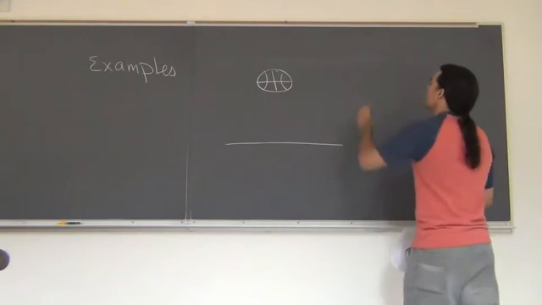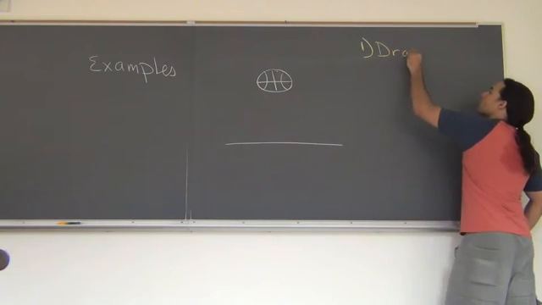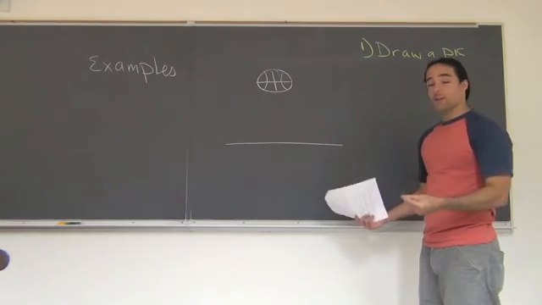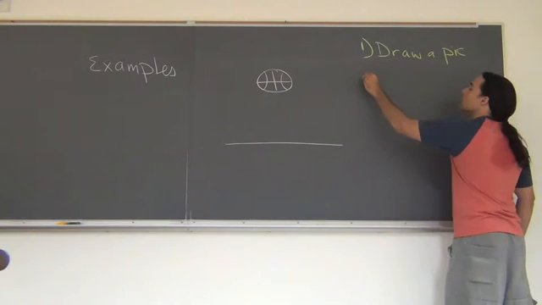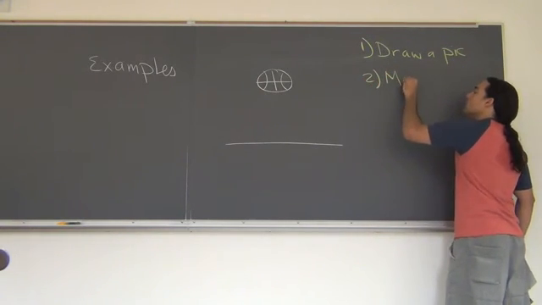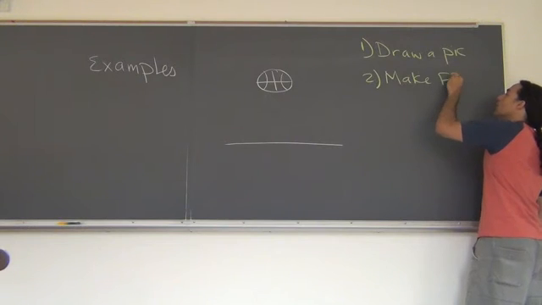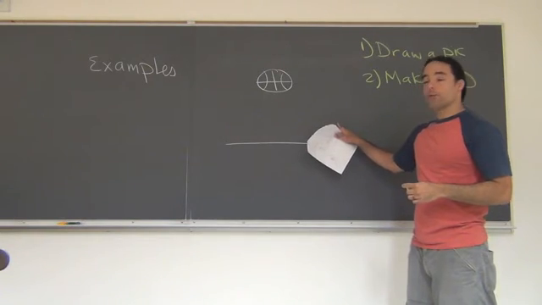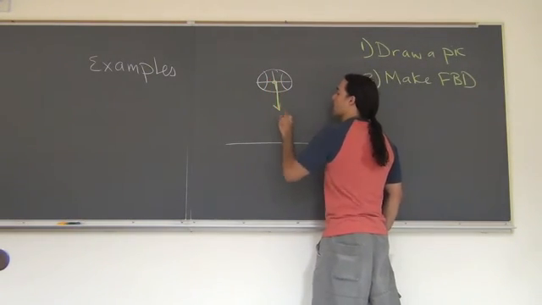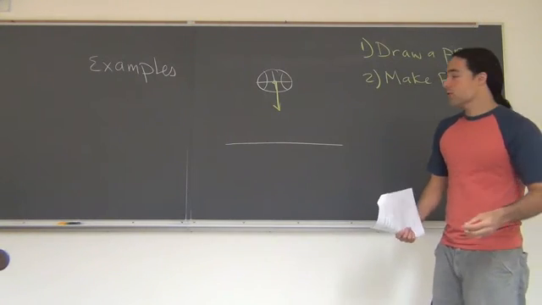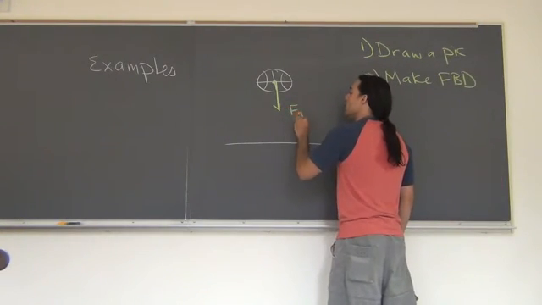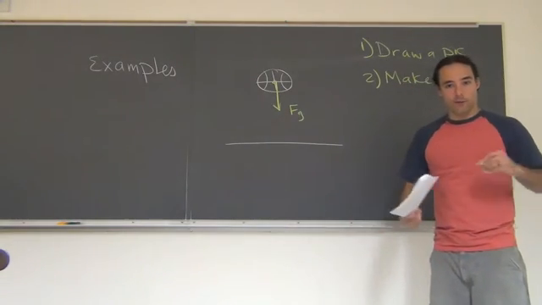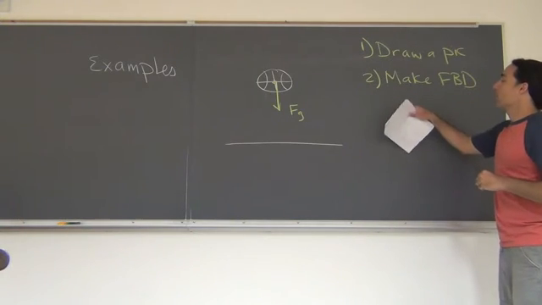Well, first step, draw a picture. We've done that. Next step, make a free body diagram. Assuming there's no air resistance, we have that the force of gravity is just pointing down. That's the only force in our system. We've made our free body diagram.